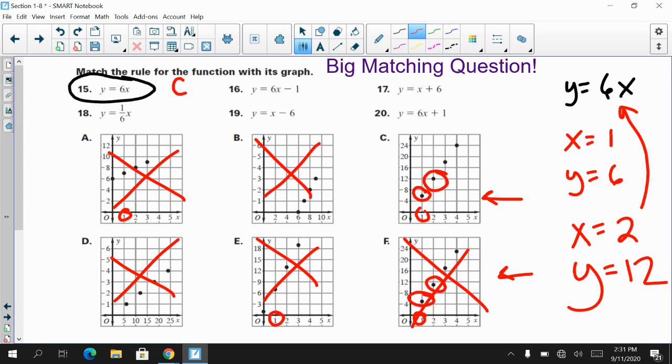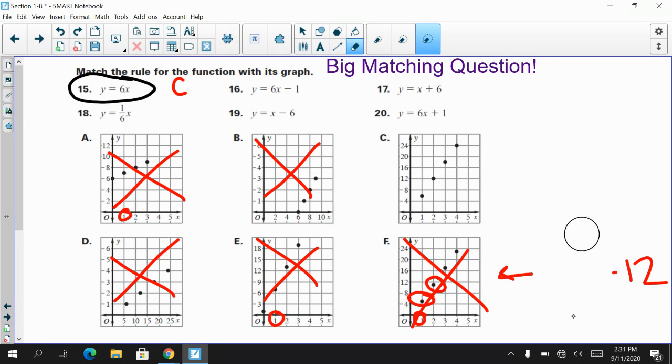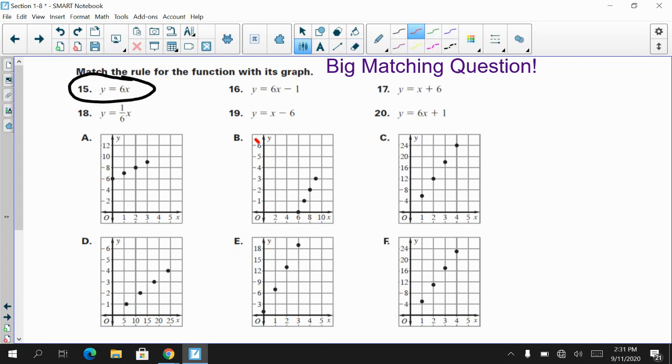I'm going to erase this now so that we can do another one. So I would do a similar process for each of these, where you take the function and kind of guess and check. I erased my C. Let me put the C back in there. So 15 is C.